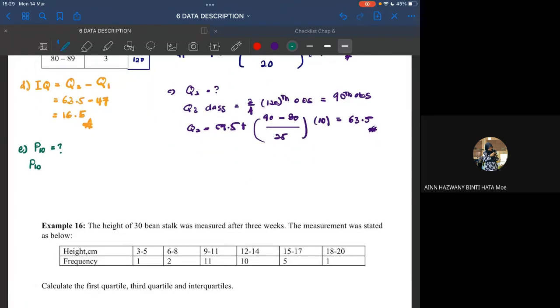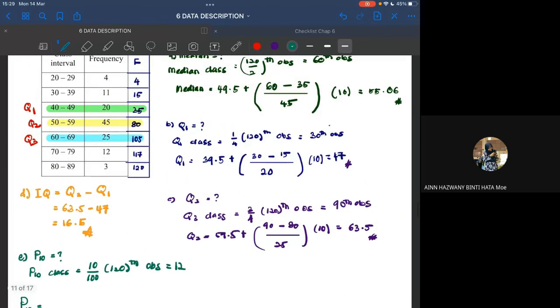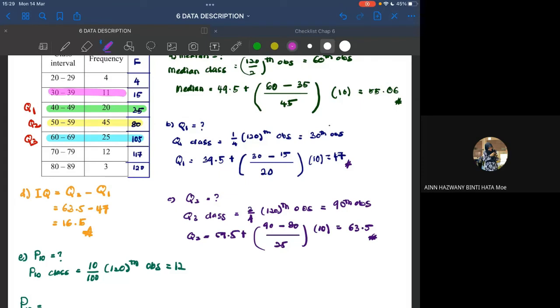So kita nak cari P10 class. So percentile dia kena over by 100 lah. 10 over 100 multiply by n, which is 120. Dapat berapa kat sini? 12. Okay. So substitute everything into the formula. P10 is equals to, 12 ni dekat mana kelas dia? 30 to 39. Okay. So label supaya tak salah kelas. This is P10.